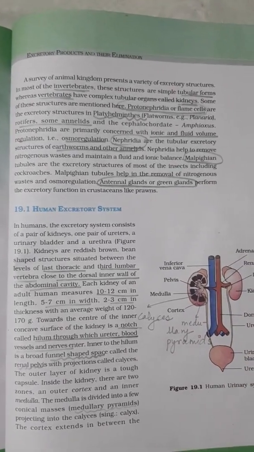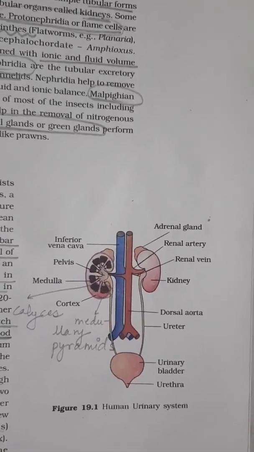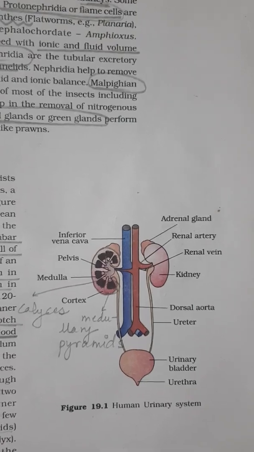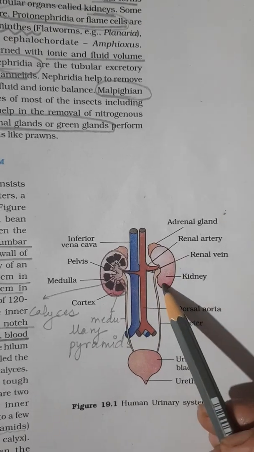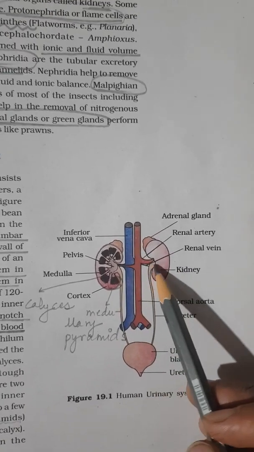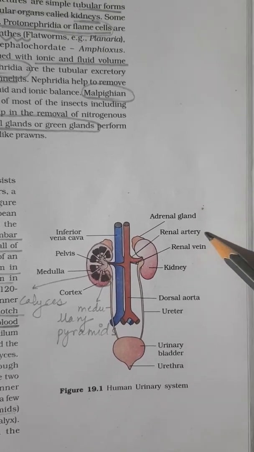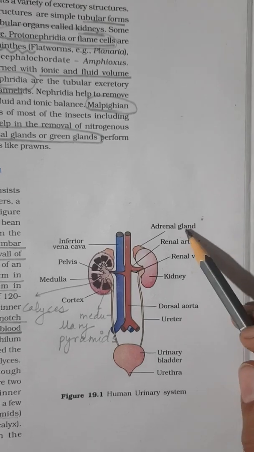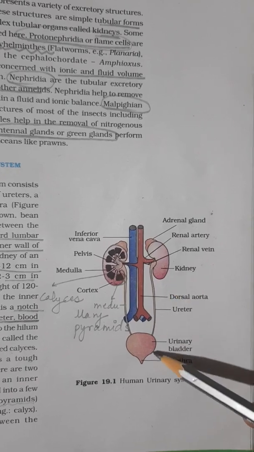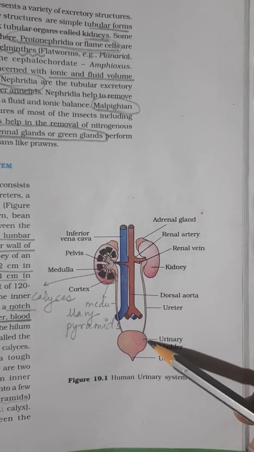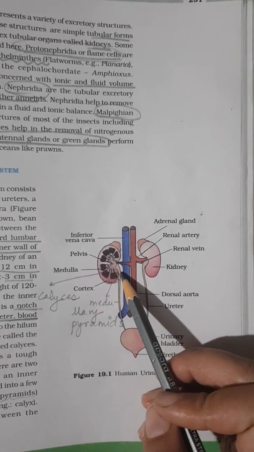Now let us take into consideration the human excretory system. I will just zoom in on the human urinary system. In lower classes, we have seen this diagram very frequently. These bean-shaped structures are the kidneys. They are linked with different arteries and veins, and because they are linked with the kidney, they are called the renal artery and renal vein. The endocrine glands associated with the kidneys are the adrenal glands. A pair of ureters carries the urine which is formed in the kidneys. The detailed structure I will discuss in the next lecture video.